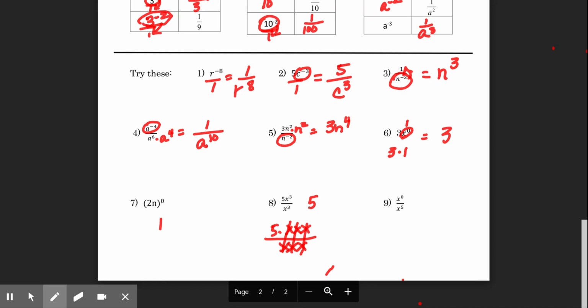Number 9, x to the 0 power is 1. And then over, and that x to the 5th, it's a positive exponent. So we're good. 1 over x to the positive 5.